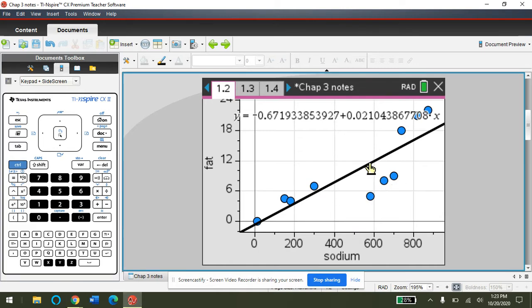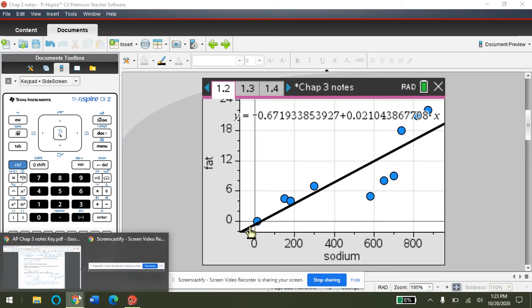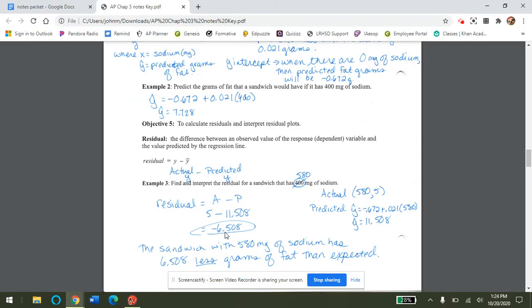Didn't we say we thought it was going to be right around 12, and we had 5, so we'd have -7? I was estimating. Well, here's the actual calculation: -6.508. The other huge deal, guys, remember this class is half number crunching and half interpreting those numbers.